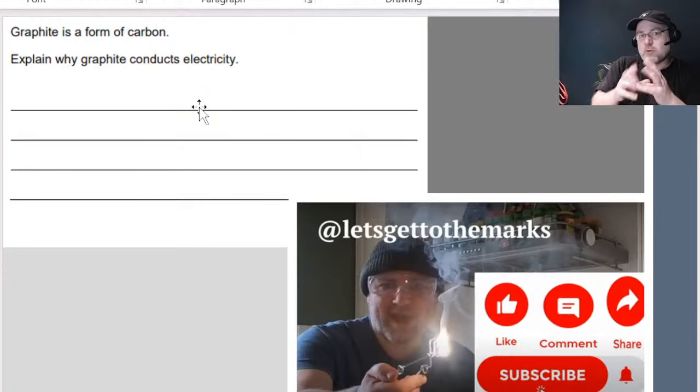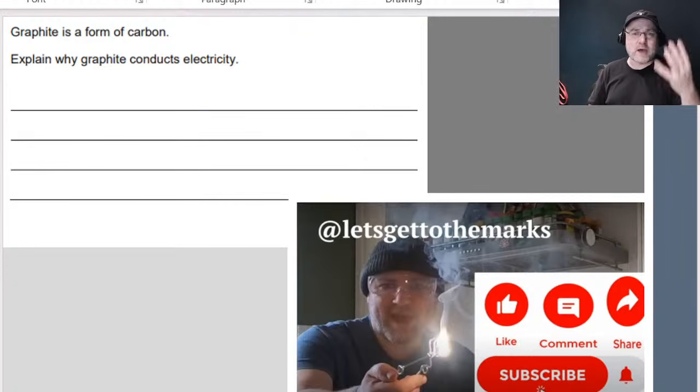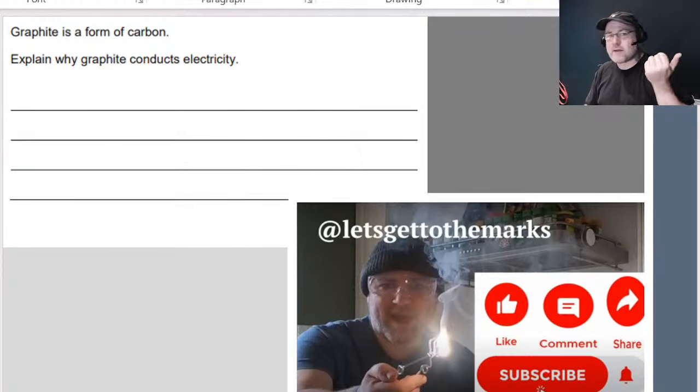Remember, carbon's in group 4. It has 4 electrons in the outer shell. In graphite, only 3 are being used, so the 4th one is spare, is free, is delocalized, and can carry charge. In diamond, all 4 outer shell electrons are bonded. There are no spares, so it cannot carry charge.